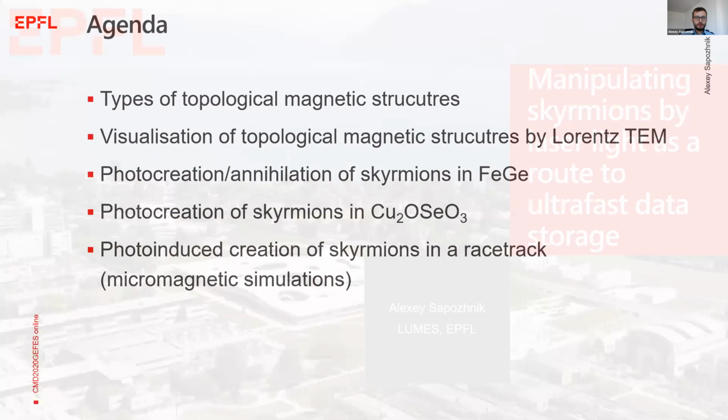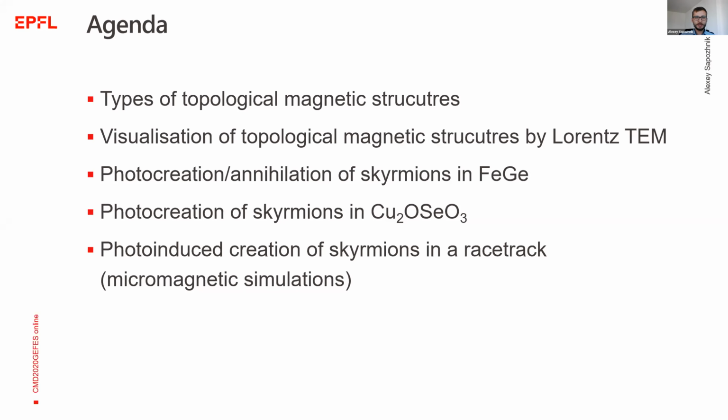In the beginning, I will talk about types of topological magnetic structures and their visualization by Lorentz TEM. Afterwards, I will show you the data on photocreation and annihilation of skyrmions in iron germanium. And then I will talk about photocreation of skyrmions in copper selenide, which is insulating in contrast to iron germanium. And at the end of my talk, I will show you magnetic simulation data on photoinduced creation of skyrmions in a racetrack device.